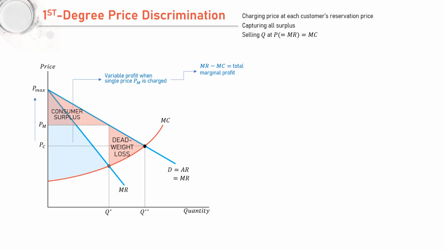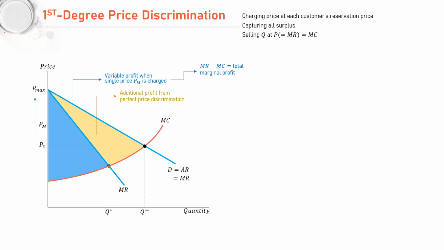Therefore, with this perfect price discrimination, the firm's variable profit is this, but now is also added with this area, and the firm captures all the consumer surplus as well as the initially considered deadweight loss. So economically, it is efficient, but with no consumer surplus enjoyed by the consumer. So it's a bit unfair.